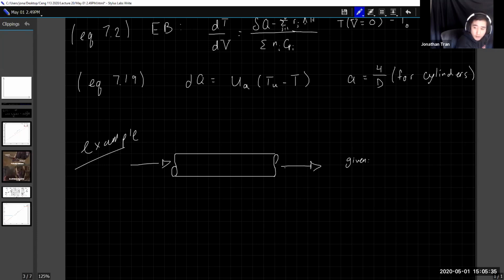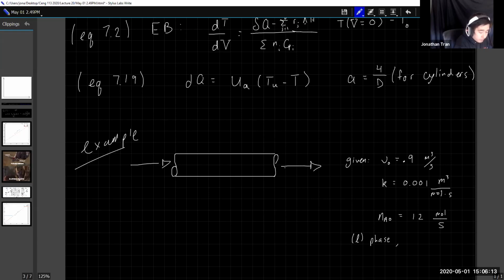Okay, so in our PFR we're given some information. So here we're given that nu naught, that is the volumetric flow rate, is equal to 0.9 meters cubed per second. k is equal to 0.001 meters cubed per mole per second. Na naught is equal to 12 moles per second. And we're given that it is a liquid phase reaction, and it follows an elementary rate law.